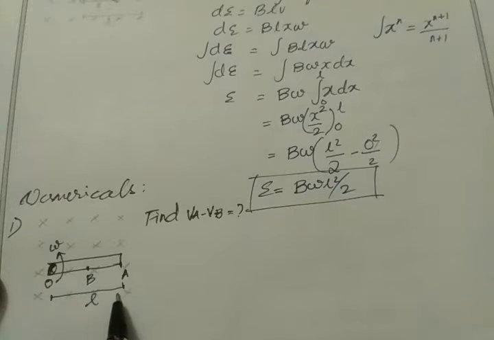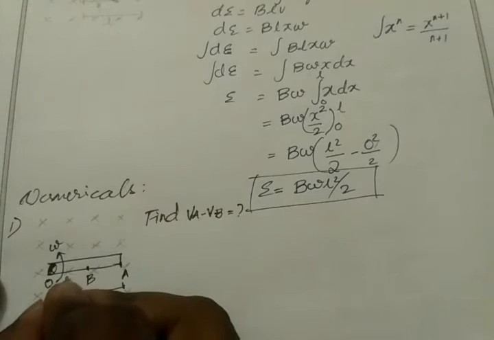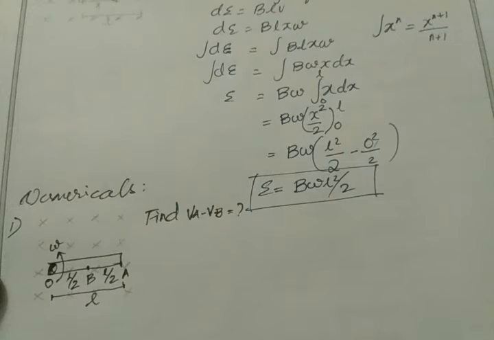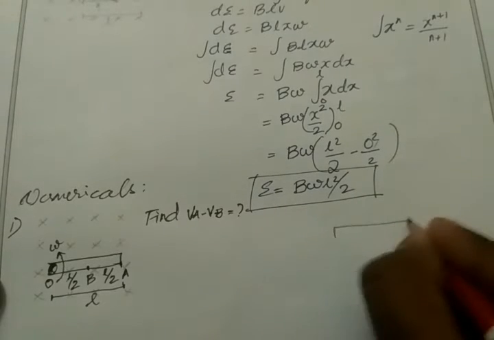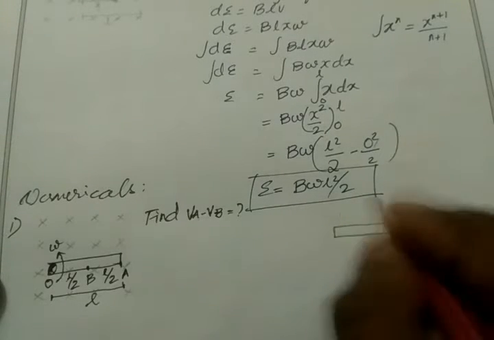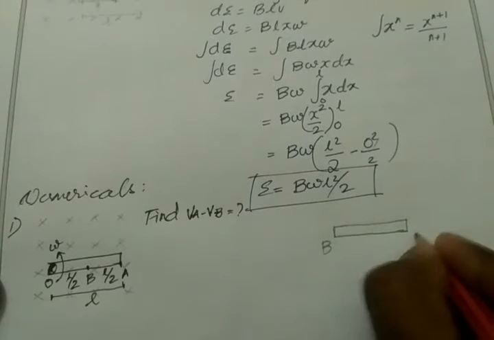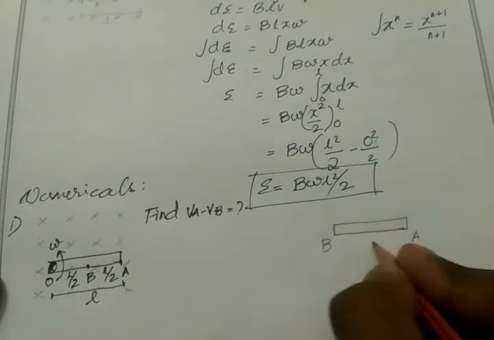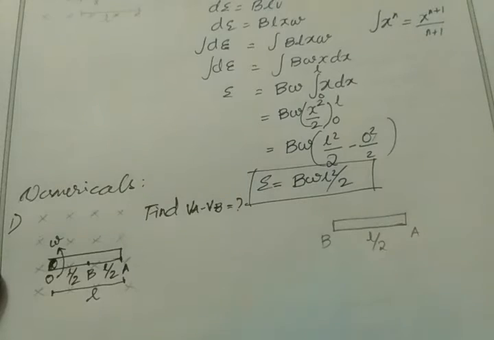So this total distance is L, then O to B distance will be L by 2 and B to A distance will be L by 2. Correct? So what is the direction of the positive terminal in this rod? Simply use the right hand rule for B to A only. Here I draw B to A. So this end is B, another end is A. I only draw this small portion, B to A. So the total length of B to A is L by 2.